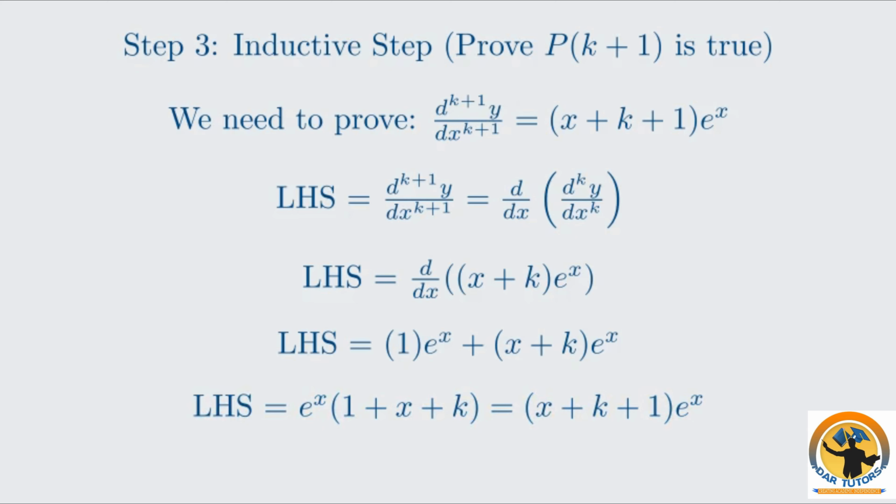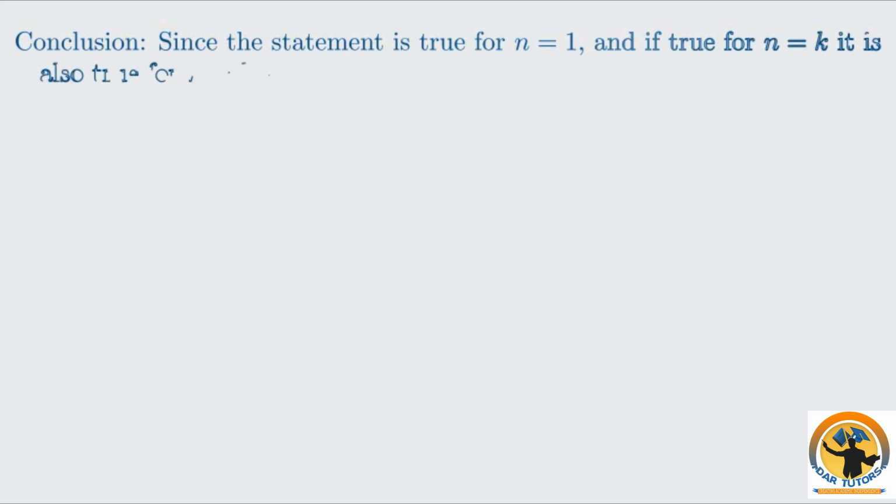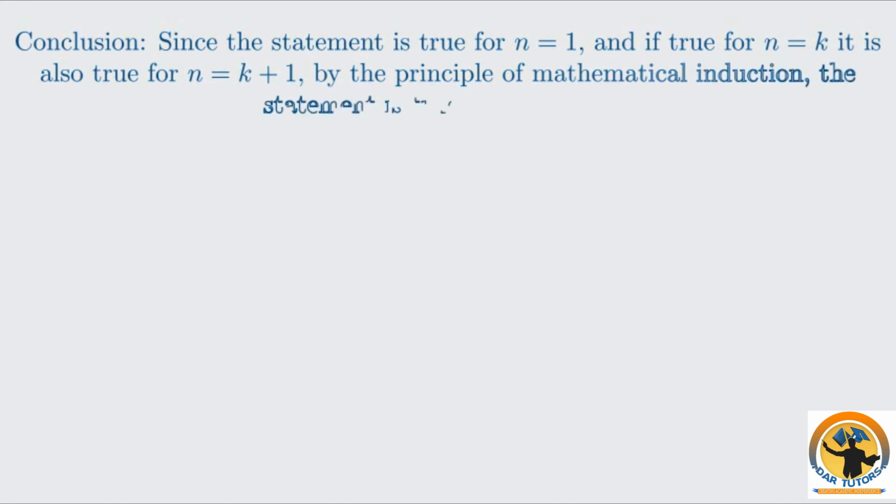So we have shown that if this statement is true for k, it is also true for k plus 1. Finally, we write our conclusion. Since the statement is true for n equals 1, and if it's true for k, it's true for k plus 1, by the principle of mathematical induction, the statement is true for all positive integers n.